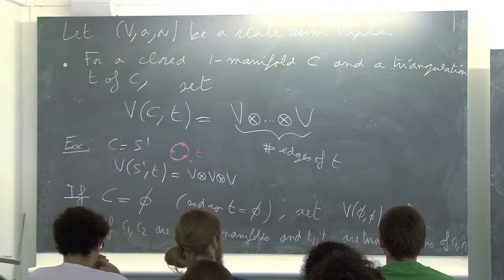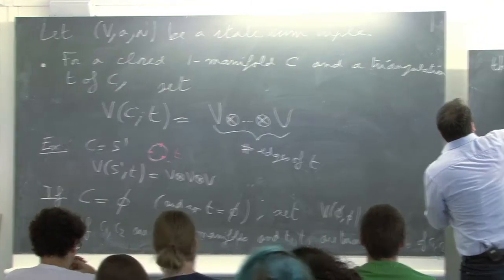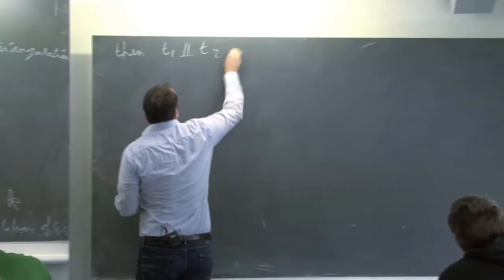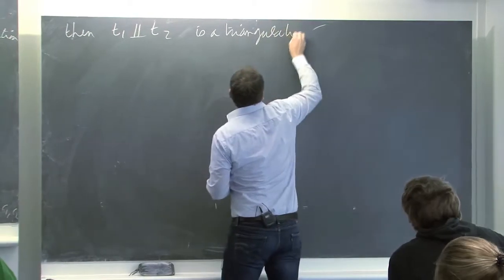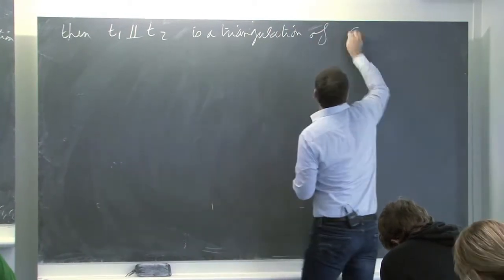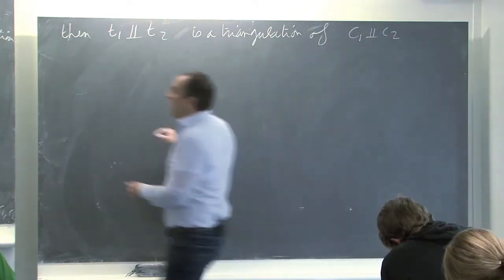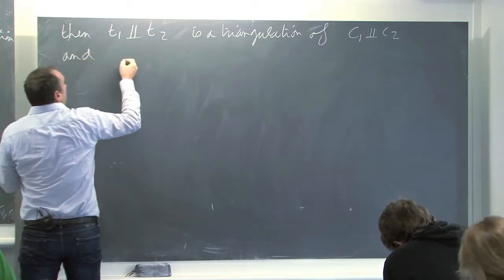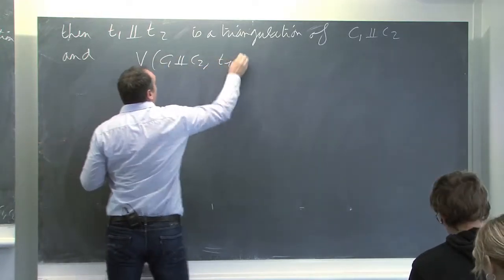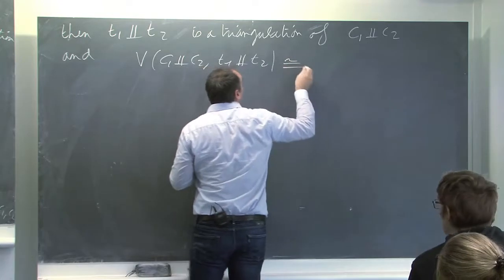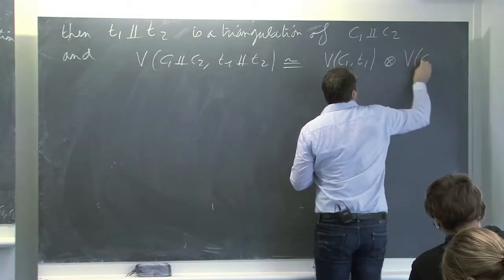Then we have that the disjoint union of the triangulations is a triangulation of the disjoint union of C1 and C2. This is quite clear. And by definition, we have a canonical isomorphism V(C1, T1) ⊗ V(C2, T2).